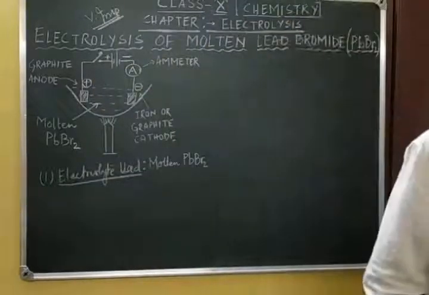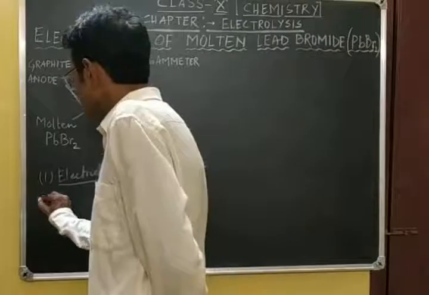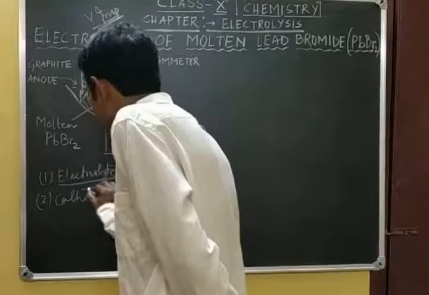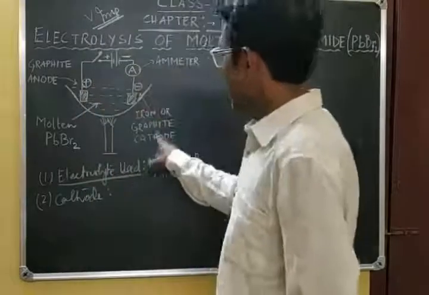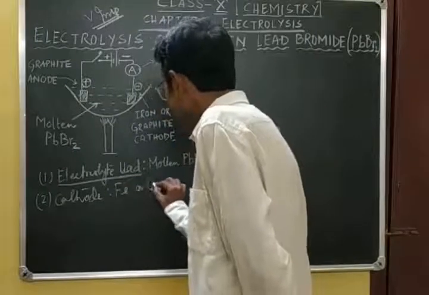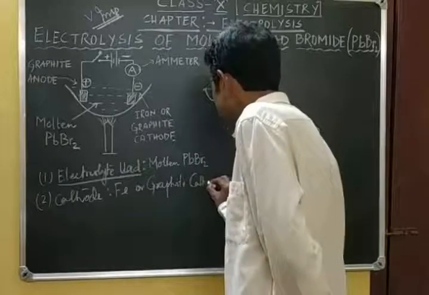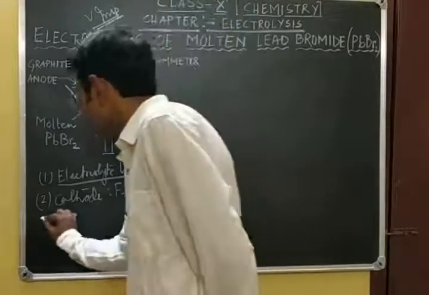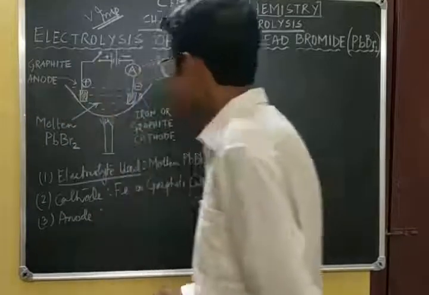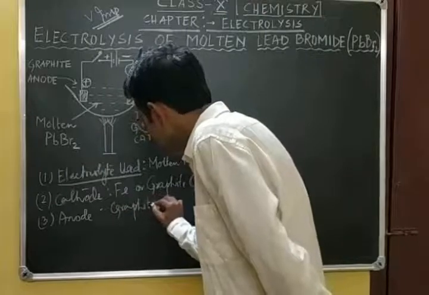For the next point you should write the cathode and anode you have used. Number 2, cathode used. What cathode have we taken? Iron or graphite cathode. You should mention it. And what anode have we used? Anode used: we have used another graphite. So these are the things you should write.